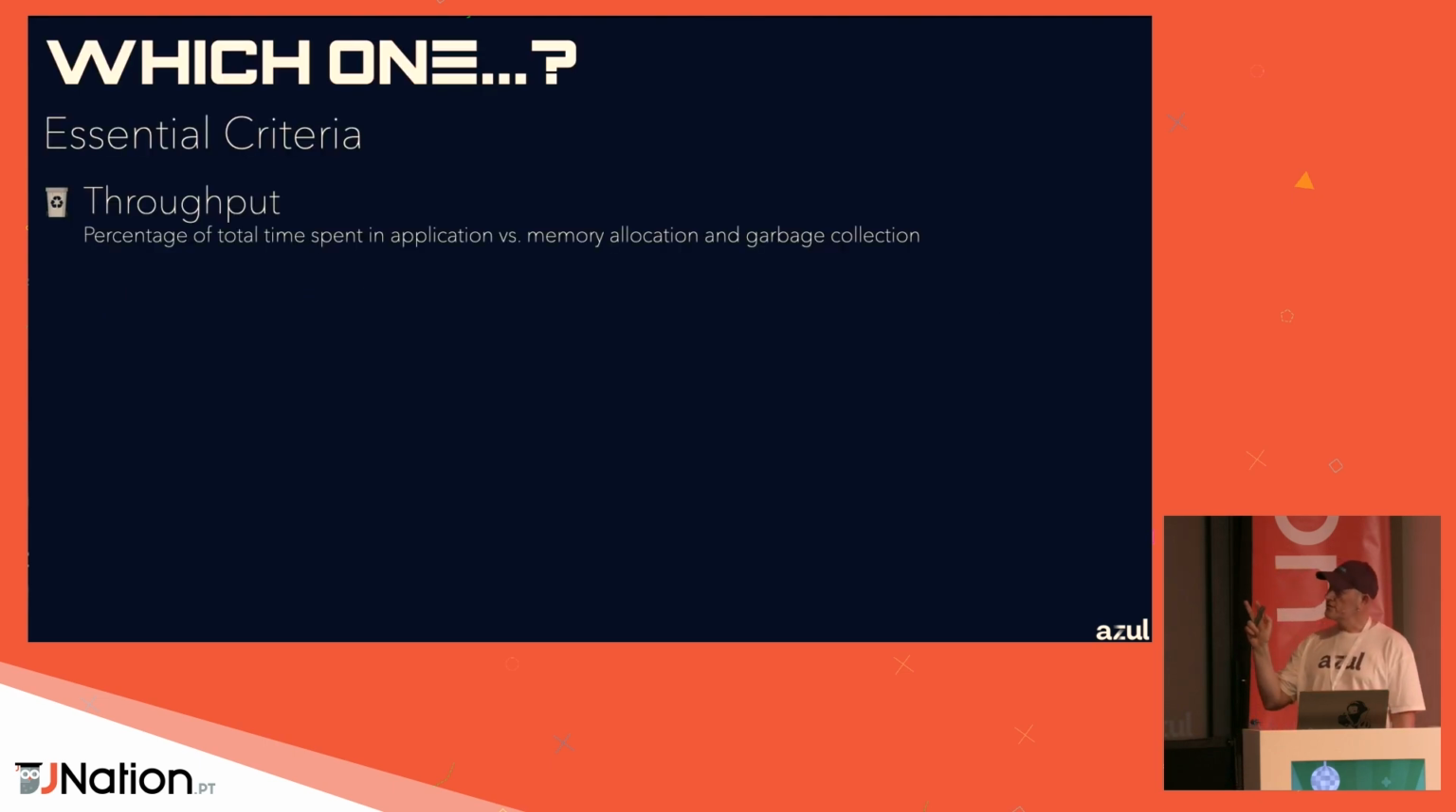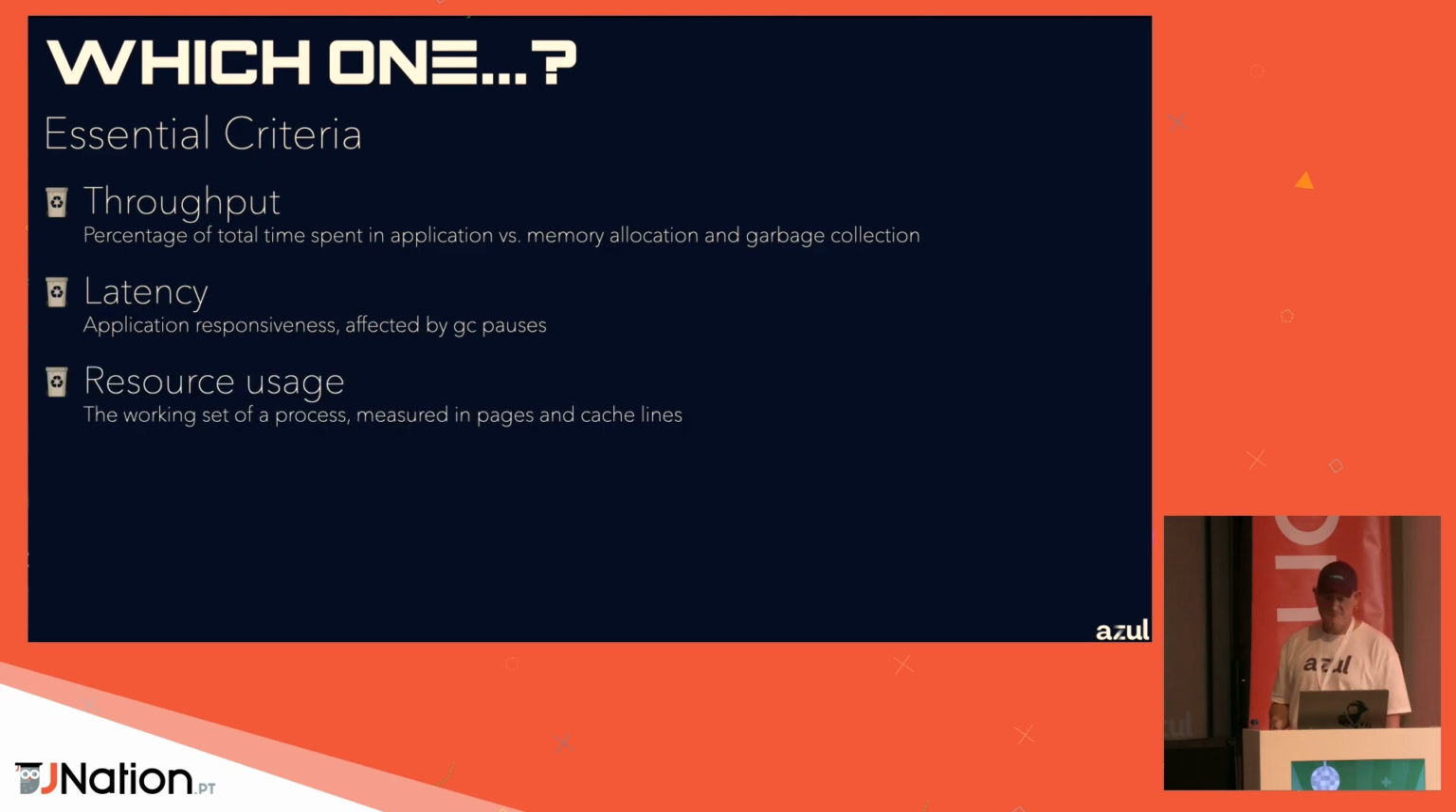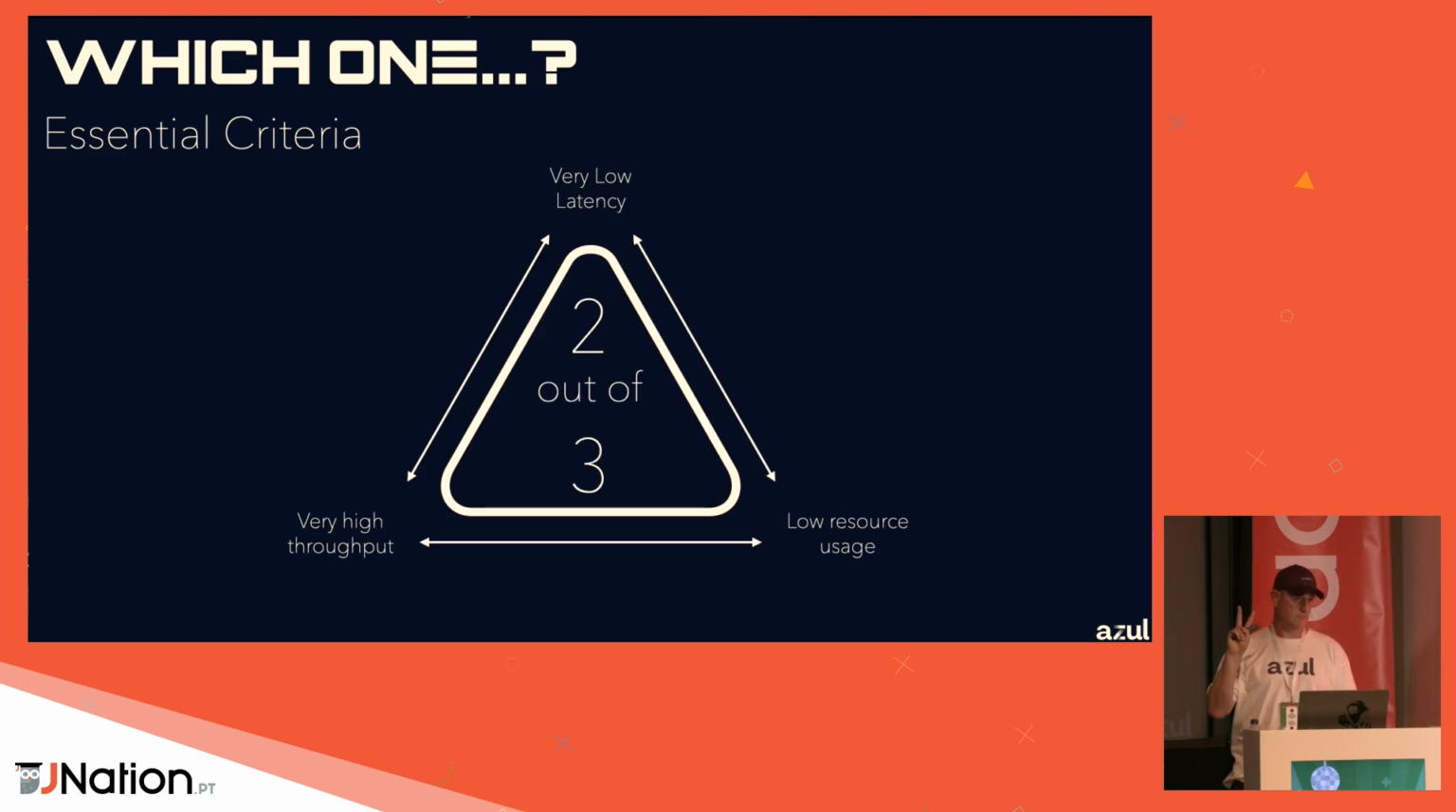OK, the question is which one to choose. We have three criteria: throughput, latency, resource usage. Unfortunately, you can only choose two. So either you choose very high throughput and very low resource usage, but then latency won't be low. So you have to choose.